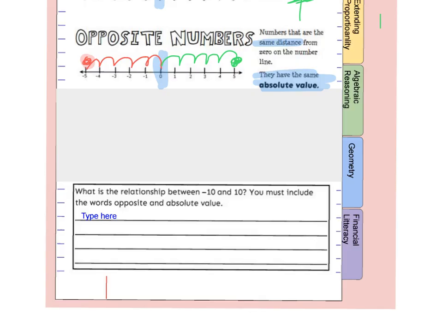Okay, the next thing we're going to look at is this question down here. It says, what is the relationship between -10 and 10? You must include the words opposite and the word absolute value. So we want to see what you guys know. So use the definitions that we just talked about of opposite and absolute value and type me your thoughts in that box. So what is the relationship between -10 and 10? Talking about their absolute value and talking about opposites. And then you can move on to the next slide.